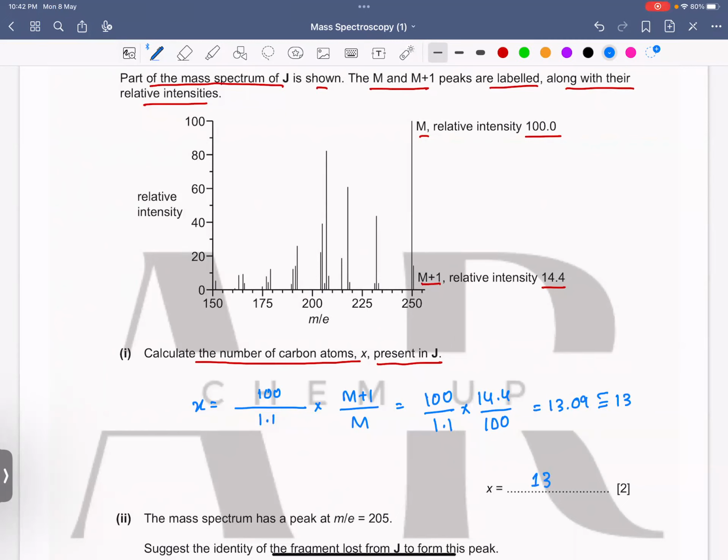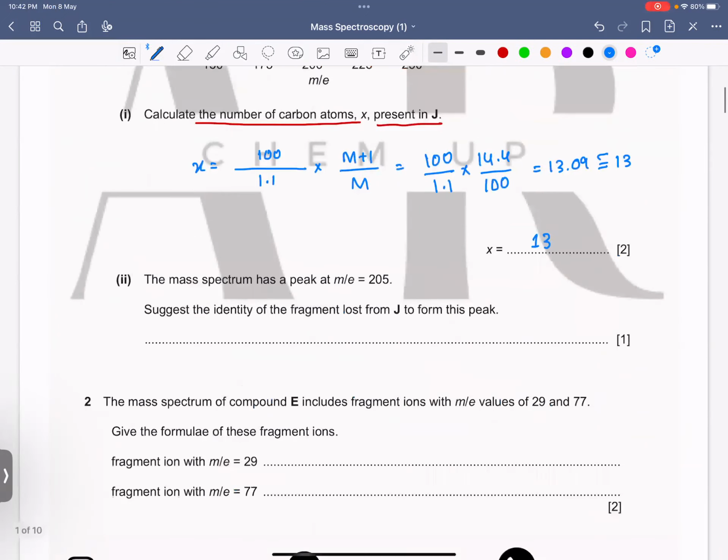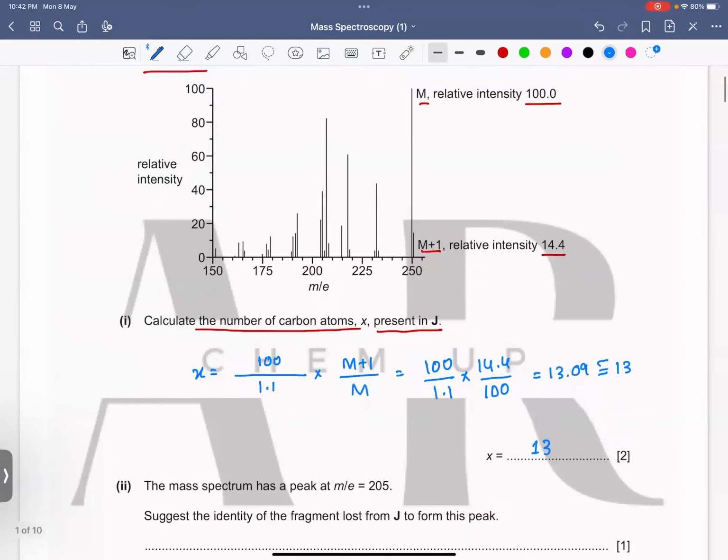Is this clear? Yes, sir. Does anybody have any doubt or confusion while I am explaining? Do ask. The value 1.1 is fixed. Yes, this value is fixed for finding the number of carbon atoms. That is 100 over 1.1, and in the numerator we keep the abundance of the M plus 1 peak, and in the denominator we keep the abundance of the M peak.